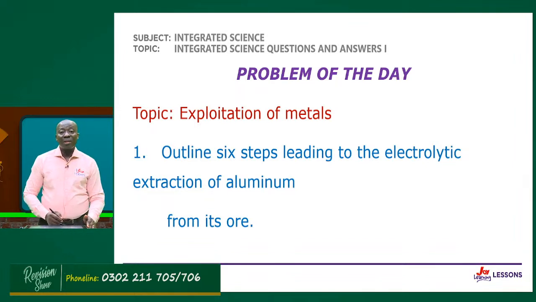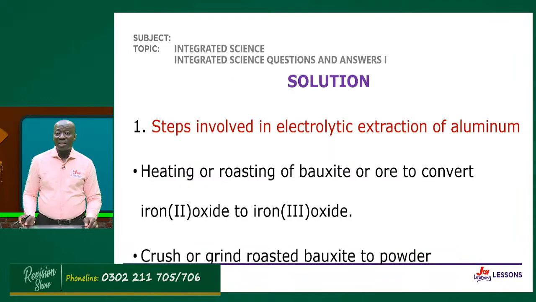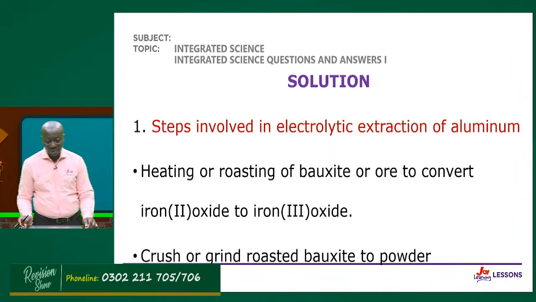Well, since we're having challenges with the lines, we want to present the answer to the question. Those of you who are not able to connect with us, try your luck another time. So the question reads: outline 6 steps leading to the electrolytic extraction of aluminium from its ore. And the question is on exploitation of metals.